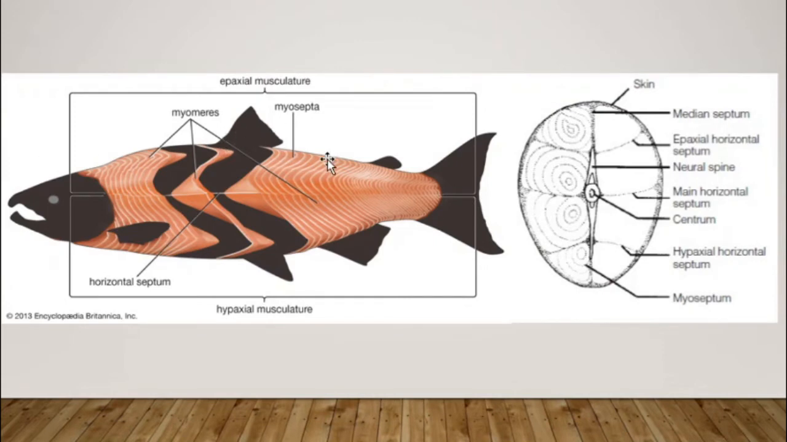Like what we have here, another diagram of the fish. This is how the muscles are arranged. It has a zigzag appearance. Now for the cross section, from the skin you have the epaxial and the hypaxial, with the horizontal septum. Each muscle is enclosed by a myoseptum, so they are separated by a myoseptum.